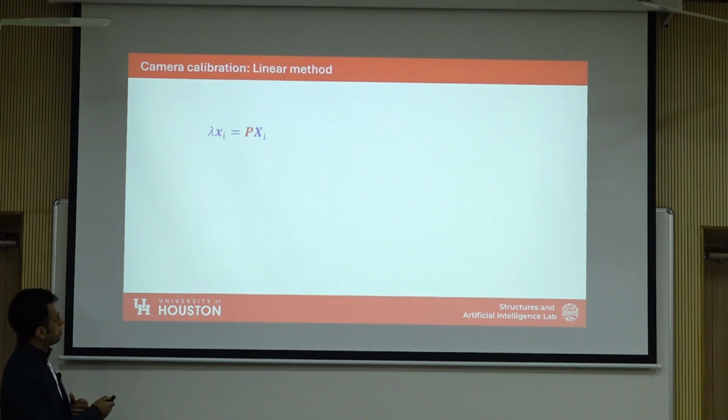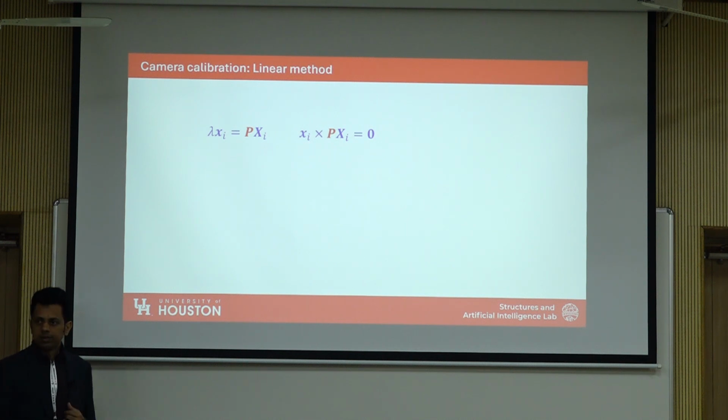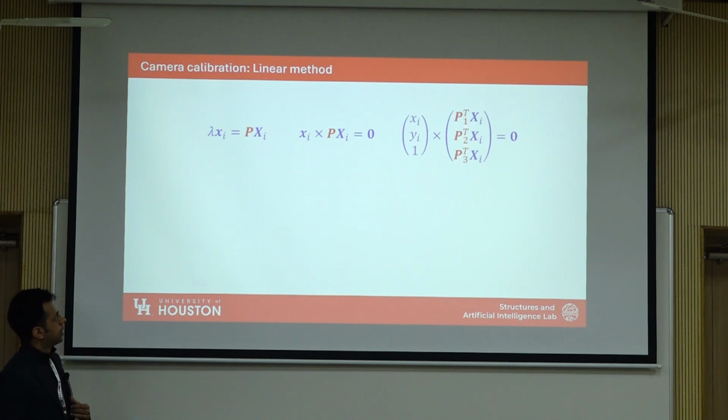Okay, so we have our equation between image and world coordinates. Now, because this is true, I can take the cross product between these two vectors, and that should be 0. Right? And if I expand that out, it's going to look like this, where here I'm simply taking the different rows of p and multiplying it with capital X sub i. Okay, so this is the same as this. This is small x sub i, and this is p times capital X sub i.